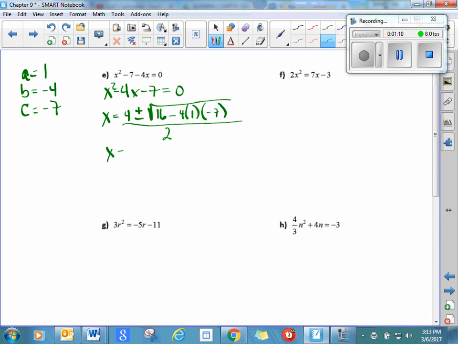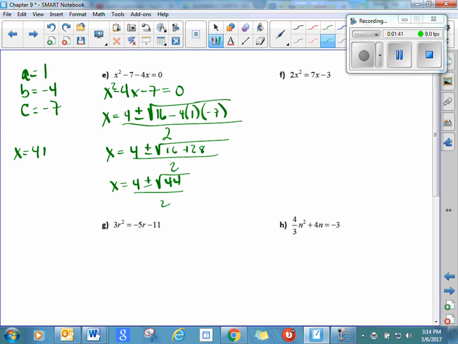So when we clean this up, we get x is equal to 4 plus or minus, and we need to be careful when we're cleaning this up. This is 4 times -7, which is -28, minus and minus makes plus. So this becomes 16 plus 28, all over 2. X is 4 plus or minus the square root of 44 over 2. And because 44 doesn't have a perfect square root, we can just write our answer like this.